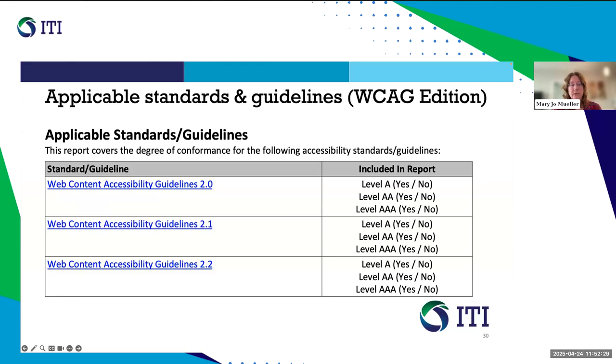Each of the WCAG standards are listed separately in the table in the Accessibility Standards and Guidelines section. And when you're filling out the VPAT, you need to adjust the values for each level in the Included in Report column to reflect the WCAG versions and the levels that you're reporting on.